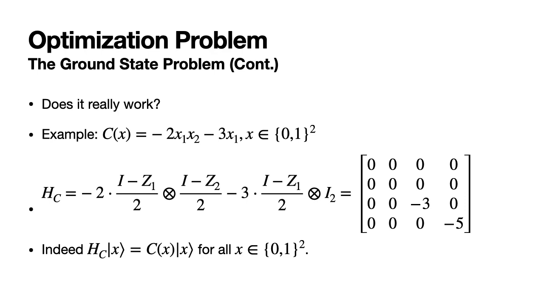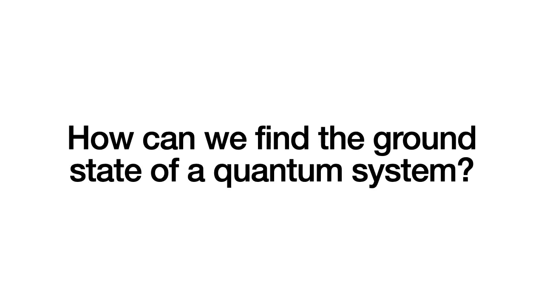So in summary, by cleverly encoding our original QUBO optimization problem into the ground state problem of a Hamiltonian operator Hc, we can then try to leverage quantum algorithms to find this ground state, which will reveal the optimal solution x, minimizing the cost function c of x. Now that we've established how to map our original QUBO optimization problem to the task of finding the ground state of a Hamiltonian, the next crucial question is, how can we actually find this ground state on a real quantum computer?